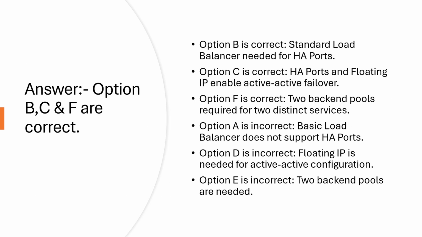Alright, let's break down this Azure Load Balancer question. We're dealing with a scenario where we need to load balance network traffic between 2 NVAs, or Network Virtual Appliances, for inspection between our Perimeter and Production subnets. And we've got some specific requirements: active-active configuration, automatic failover, and load balancing to 2 different services on the Production subnet. So, the correct answers here are B, C, and F.